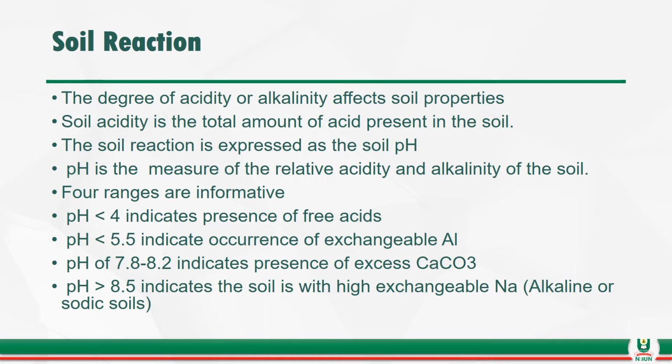Four ranges of pH are of good information. 1. A pH less than 4 indicates the presence of free acids. 2. pH less than 5.5 indicates occurrence of exchangeable aluminum. 3. pH of 7.8 to 8.2 indicates presence of excess calcium carbonate. 4. pH greater than 8.5 indicates the soil has high exchangeable sodium, that is, alkaline or sodic soils.